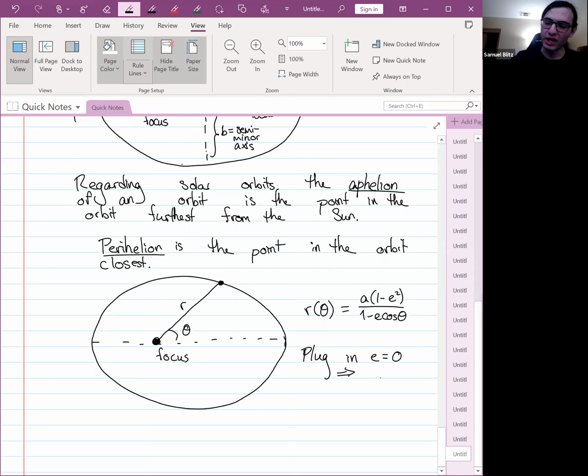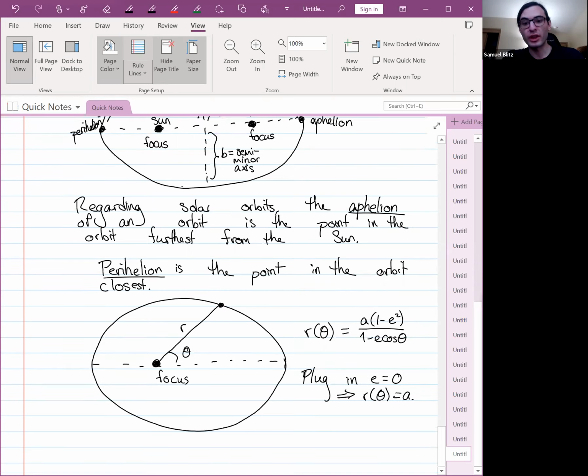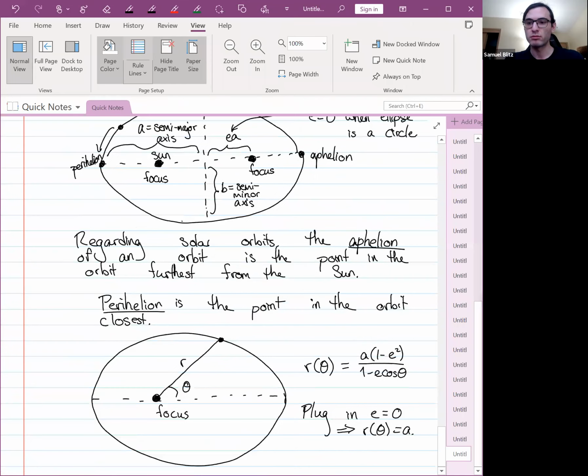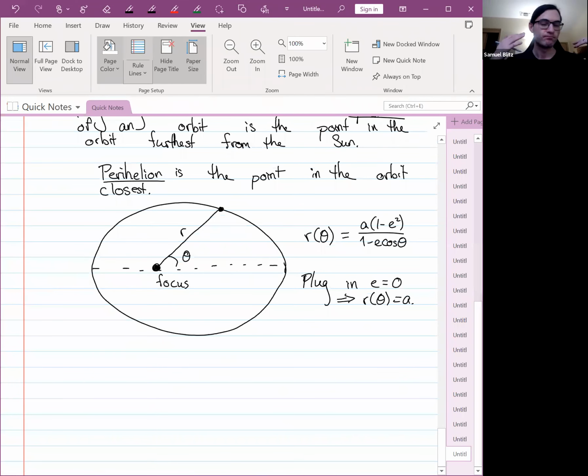It implies that r of theta is just a, i.e. the distance from the focus is constant, which is just what it means for something to be moving in a circle. The distance from some fixed point is constant, right? So great. So now we know that objects that are orbiting about a gravitating source move in ellipses. That's Kepler's first law. It was a big deal at the time.